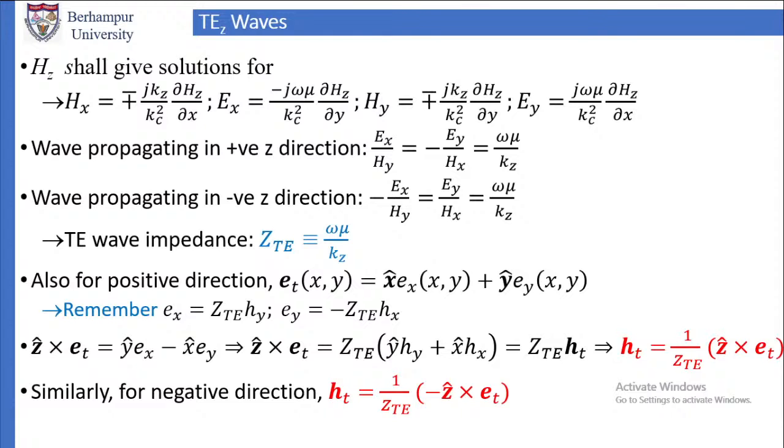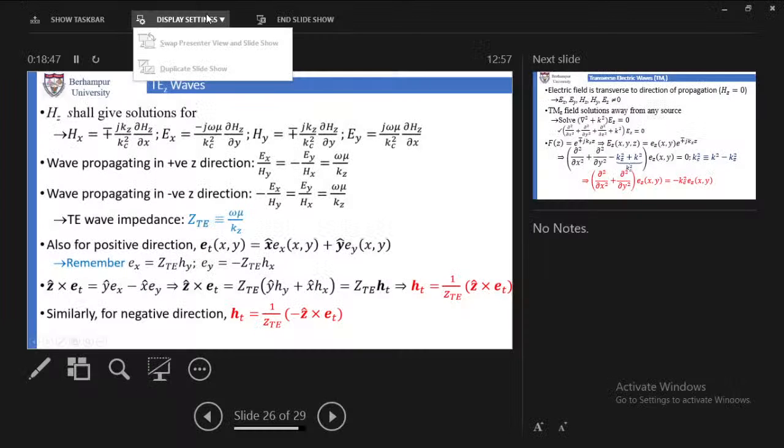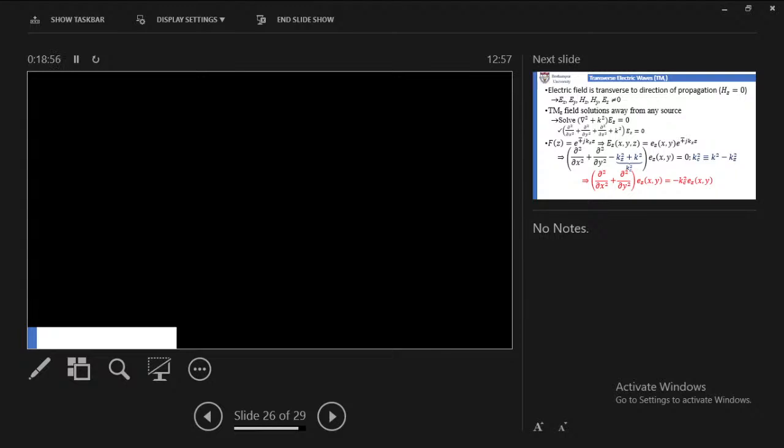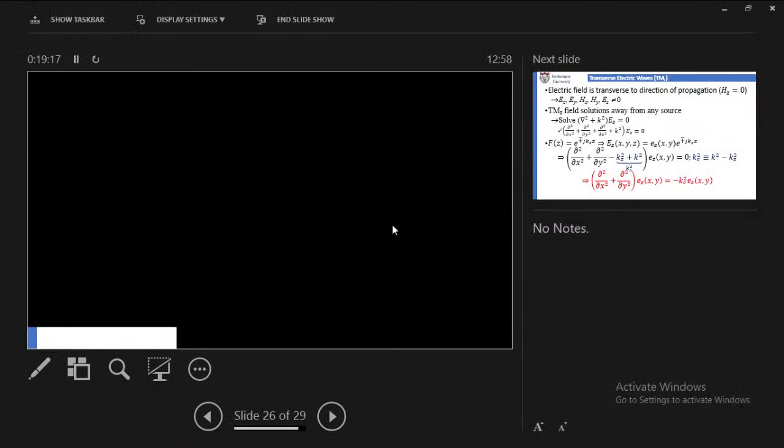Okay. So that is small ex by small hy. So small ex by small hy is equal to ZTE, from which you can say small ex is equal to ZTE into hy. Similarly, in a similar fashion, we can write small ey, small hy, small hy is equal to ZTE into ex, small ex.